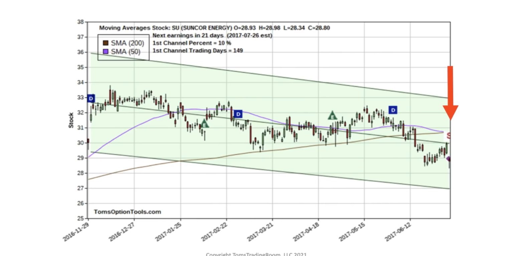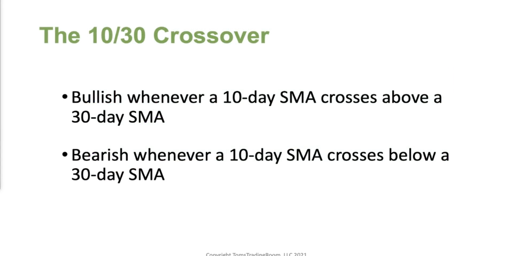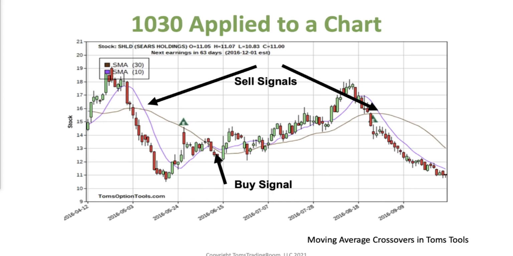I like the more tradable one, which is the 10-30 cross, where I like to be bullish when a 10-day simple moving average crosses above a 30-day simple moving average, and bearish or go to cash when a 10-day simple moving average crosses below a 30-day simple moving average. It would look like this. On this chart, we see two sell signals and a buy signal, which basically indicate that there were a couple of different places you could get short and long this one security. Imagine if it happens with one security, how many it would happen to over time.